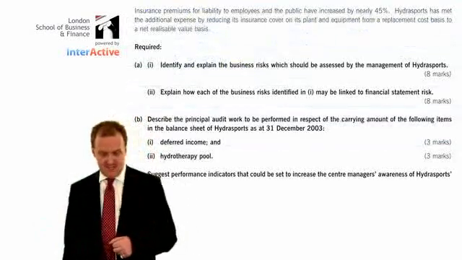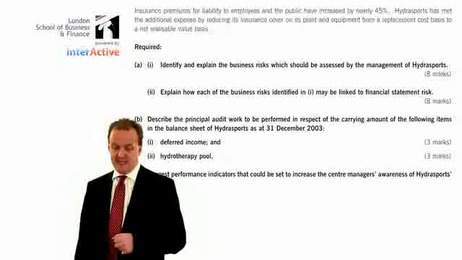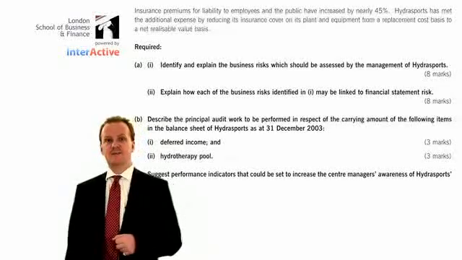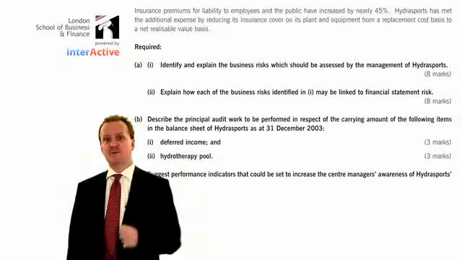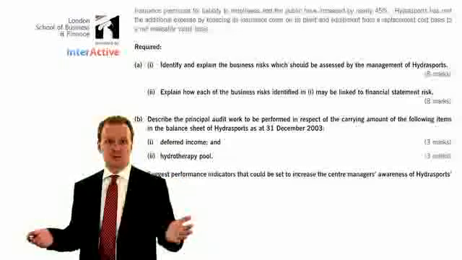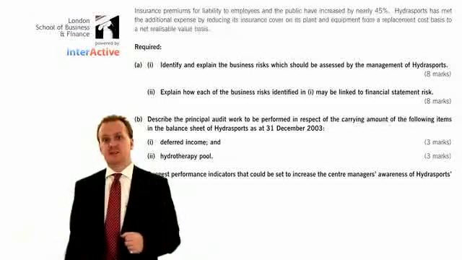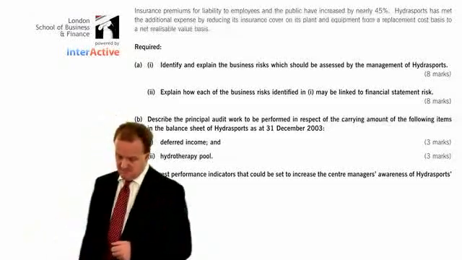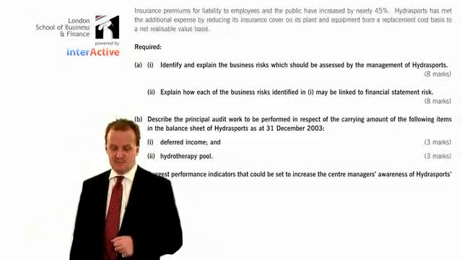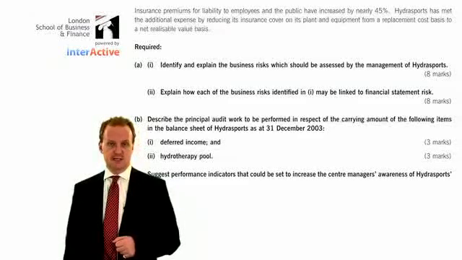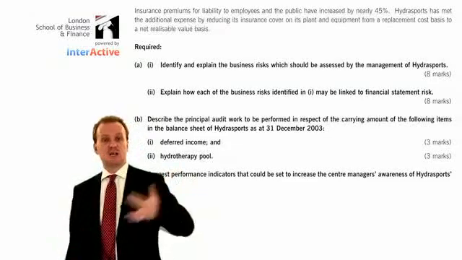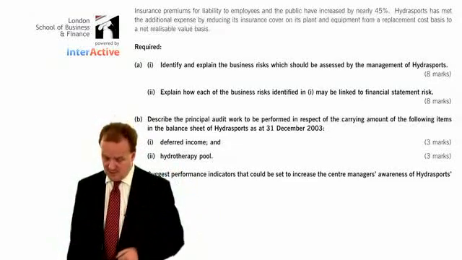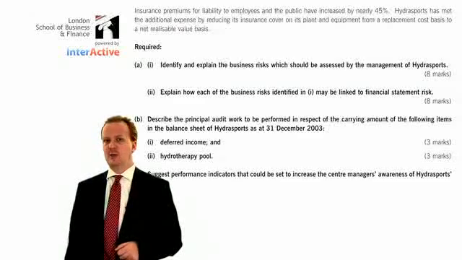And finally, insurance premiums for liability to employees and the public have increased by nearly 45%. Now that again is another drain on the cash of the business because you have to pay for the insurance. It's probably part of the terms and conditions for having your licence. Hydrosports has met the additional expense by reducing its insurance cover on its plant and equipment from a replacement cost basis. In other words, if your plant and equipment is damaged, the insurance cover will allow you to buy some new stuff, to a net realisable value basis.